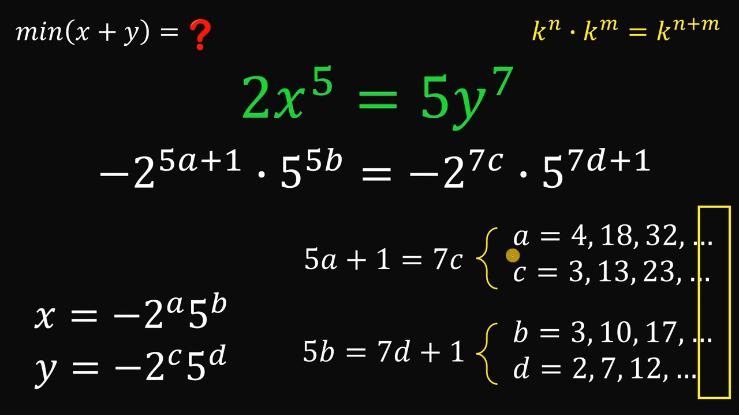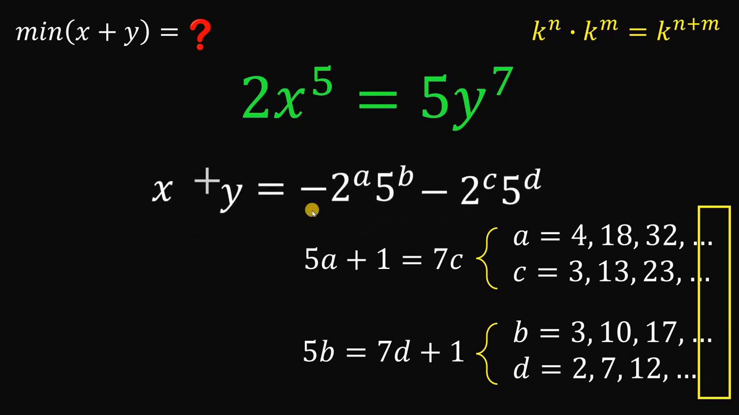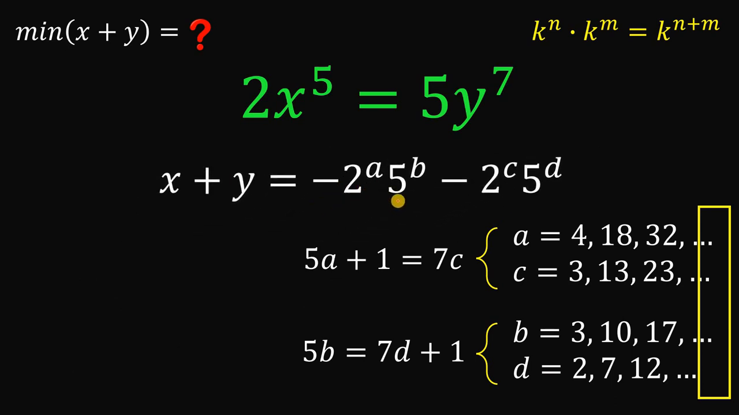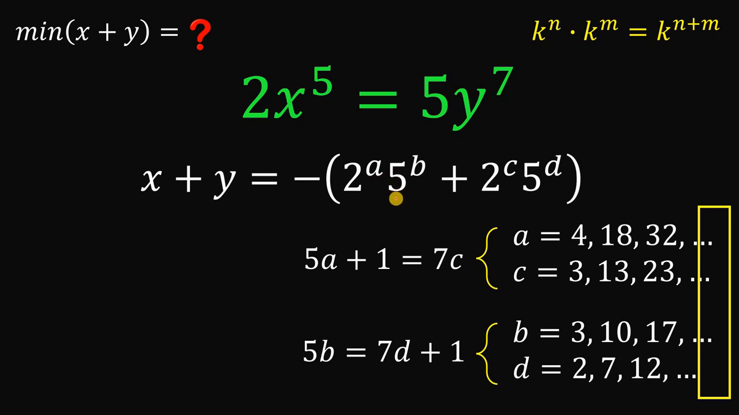And also take note that we can choose the largest possible values of a, b, c, and d. Therefore, if we find the sum of x and y, this can be written as x plus y equals negative 2 raised to a times 5 raised to b minus 2 raised to c times 5 raised to the power of d. Now, we can factor out negative 1. So, the right-hand side can be written as negative of 2 raised to a times 5 raised to b plus 2 raised to c times 5 raised to the power of d. And a, b, c, and d can be as large as possible, as I said earlier.